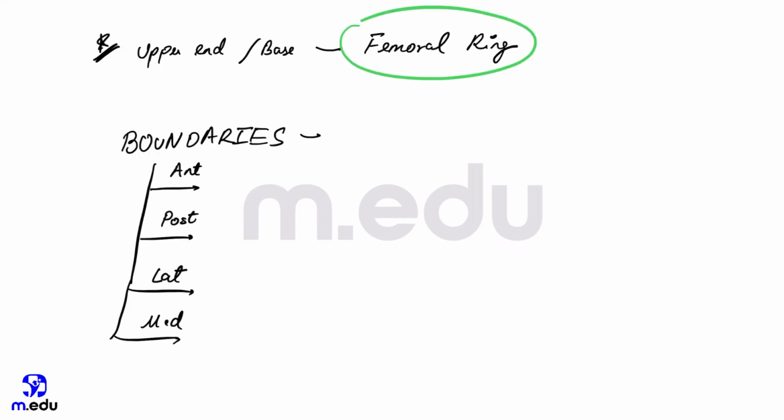So now we'll look at the boundaries of the femoral ring. Boundaries of the femoral ring are important. It has 4 boundaries: anterior, posterior, lateral and medial. So its anterior boundary is formed by inguinal ligament. Its posterior boundary is formed by the pectineus muscle. Its lateral boundary is formed by a septum that separates the femoral ring from the femoral vein.